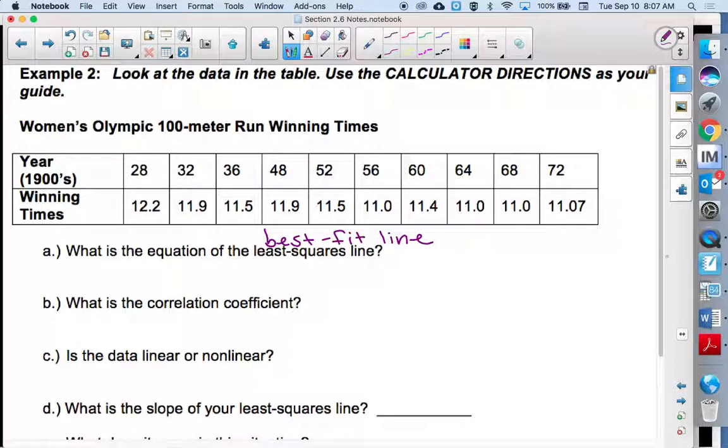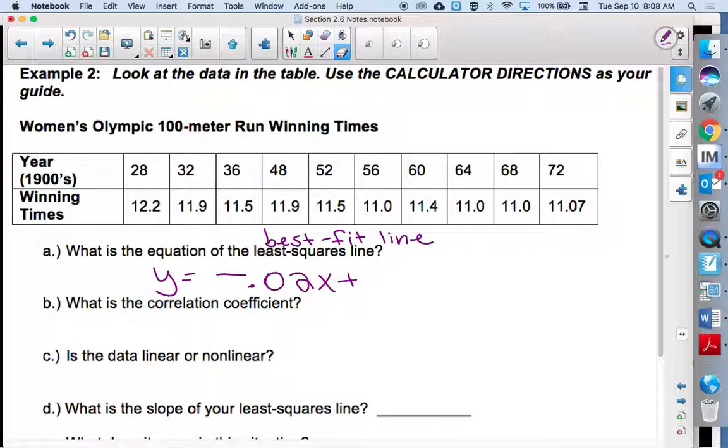Do you have the R value too in the program? Yeah. Okay. Does anybody have an equation yet? Nick, what do you have for an equation? Y equals negative 0.02x plus 12.7. Any questions with getting that? Can I help anybody trying to get that?